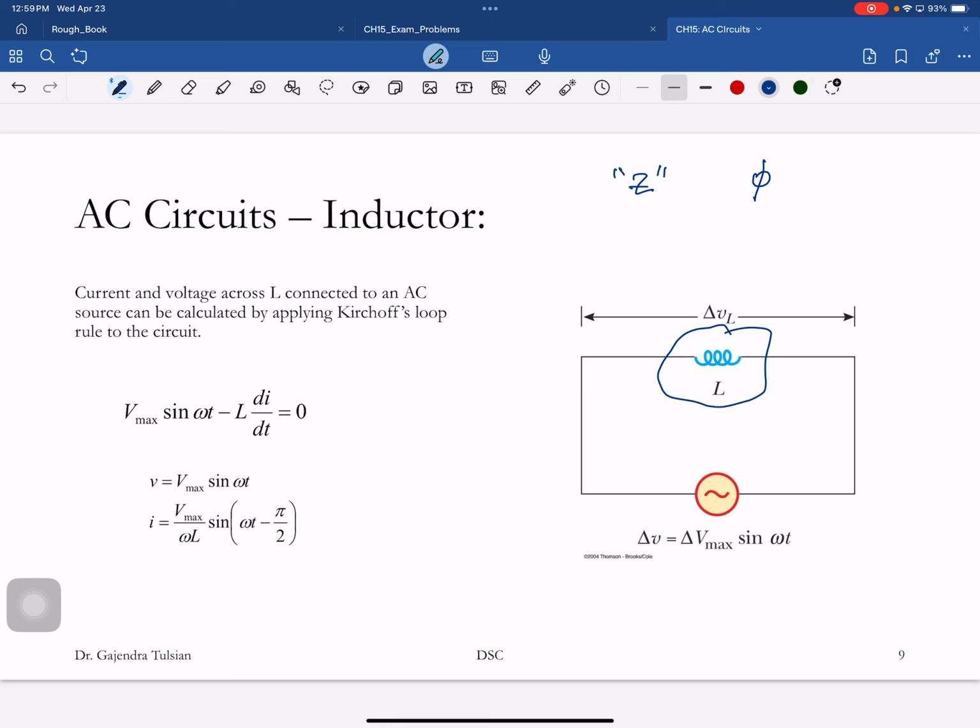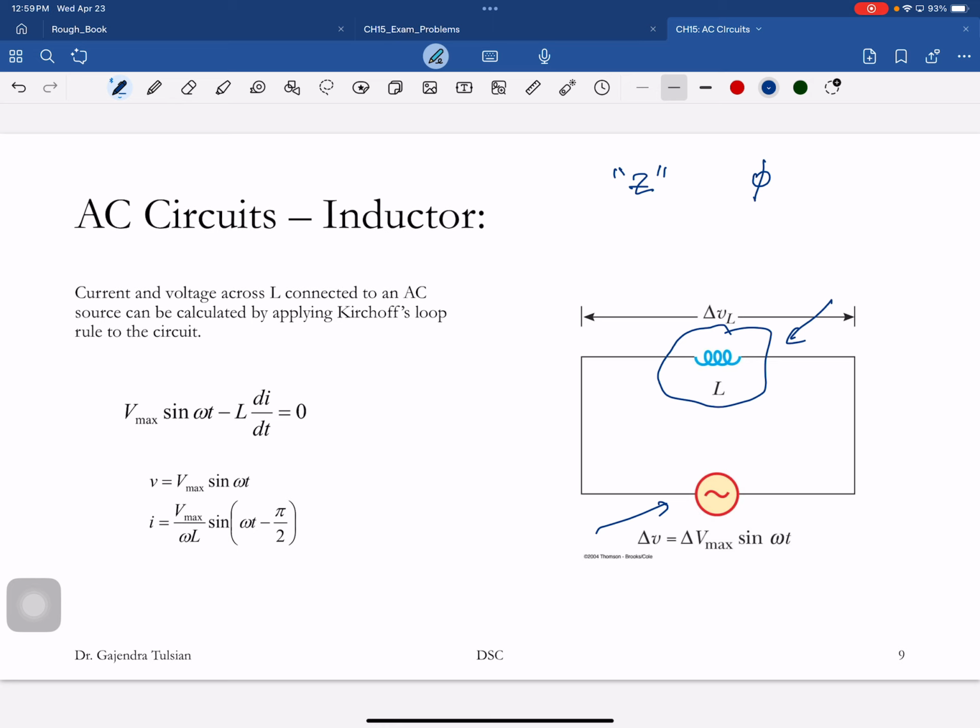Do you guys remember any properties of the inductor? Fights against changes in current. Very good. It doesn't like changes in current. And here you are, connecting an AC current to it, which is changing all the time. This fellow is not happy.